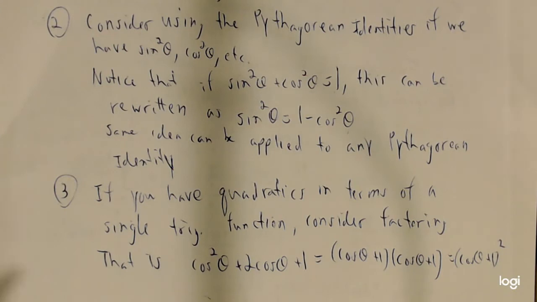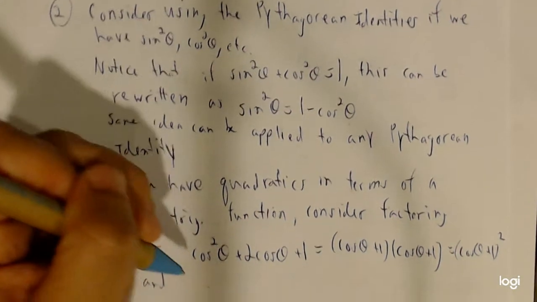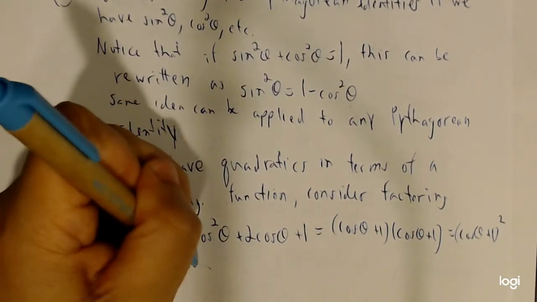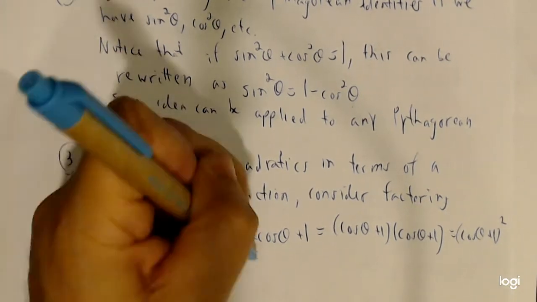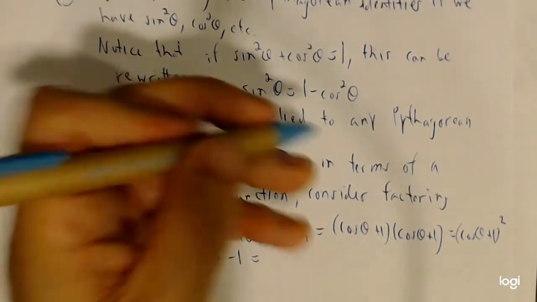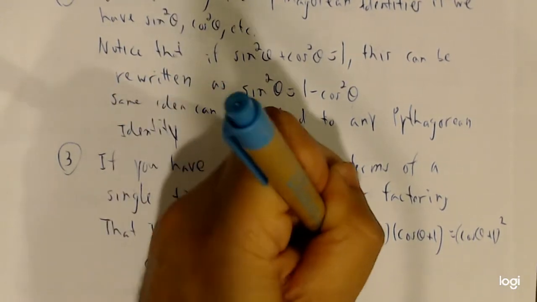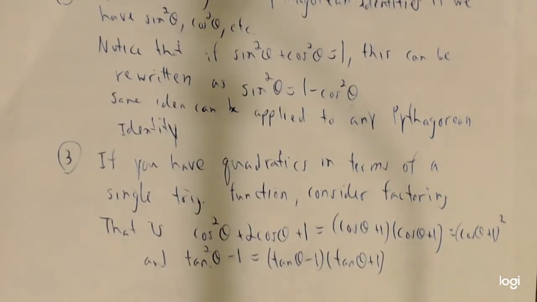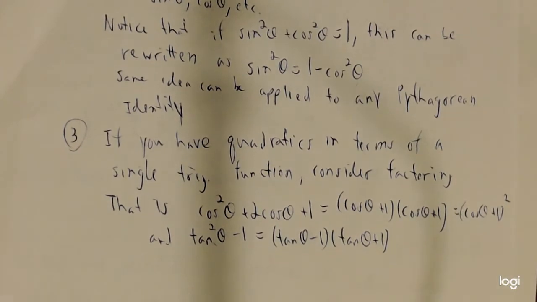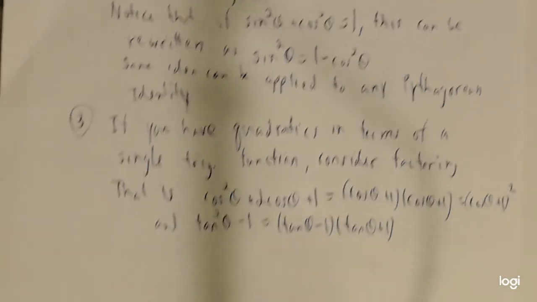So it's things like this. For example, we could also have another possibility, something like tangent squared theta minus 1, which factors to tangent theta minus 1 times tangent theta plus 1. So what I'm saying is, sometimes look at your equation, you might be able to factor, and if you can, great, factor and see if that gets you closer to what you want your end result to be.